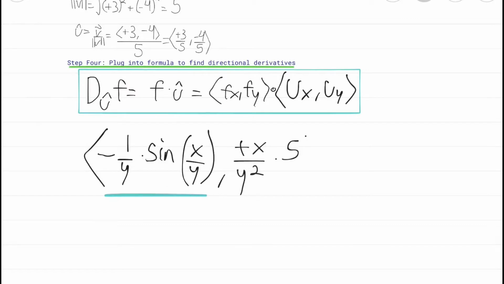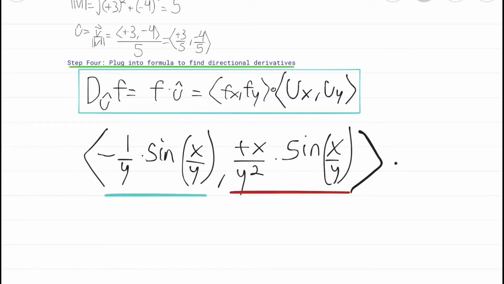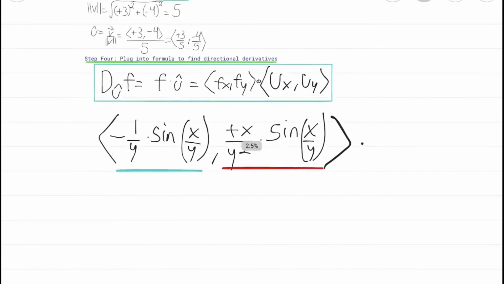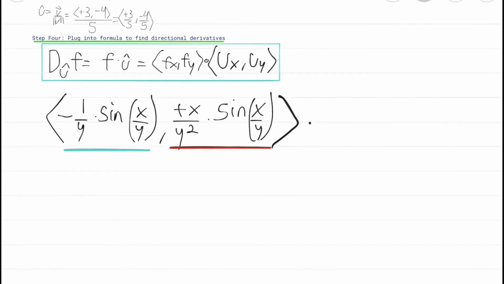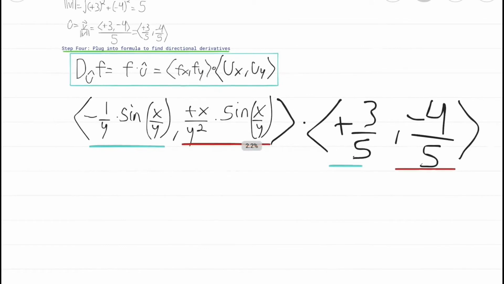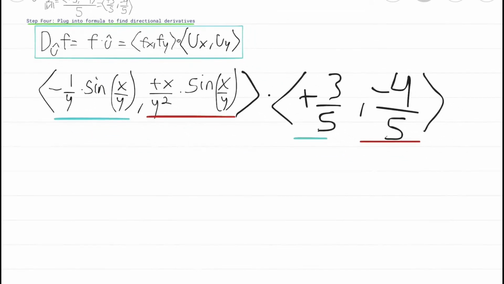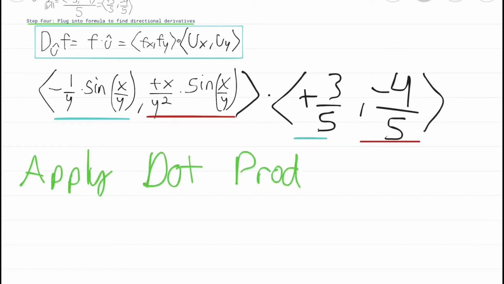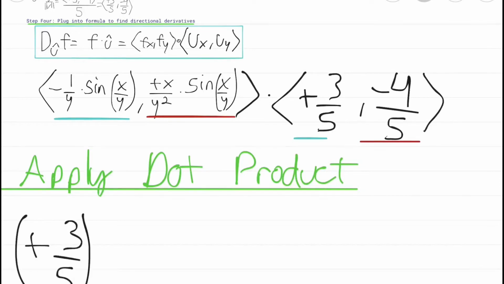So now this is our partial x, partial y. We're going to dot this with unit x, unit y. So what is the x component of the unit vector? Plus 3 over 5. The y component of the unit vector is minus 4 over 5. I'm color coding red for y and then teal for x, y, so that way you know which ones get multiplied by each other, because I've seen people mess up on this step right here. So now we're going to apply the dot product.